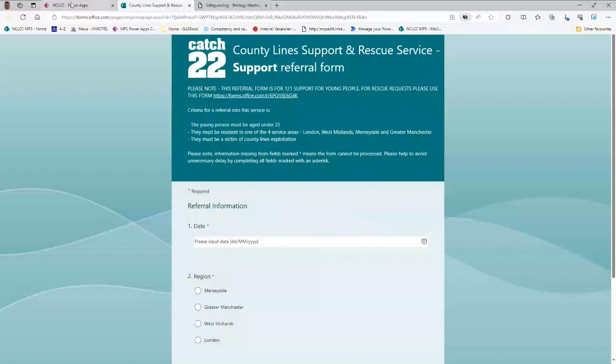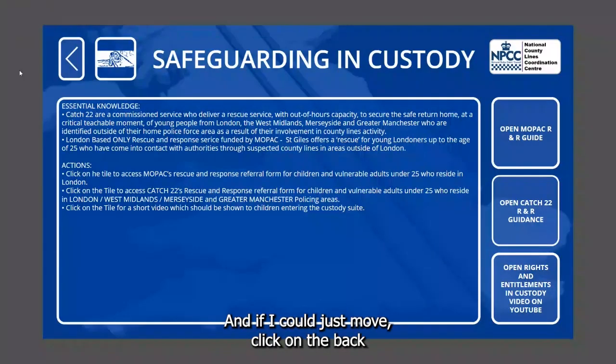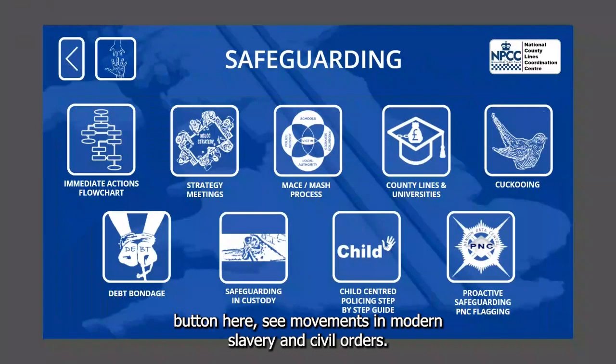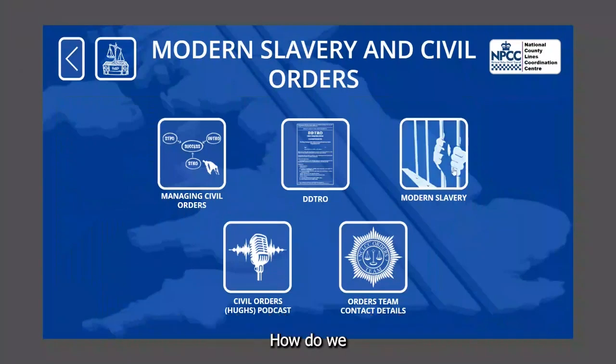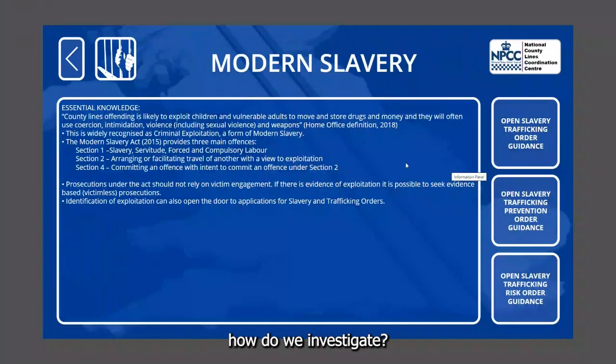this app. And if I could just click on the back button here as we move into modern slavery and civil orders, we're looking at those elements where, how do we look at modern slavery? How do we investigate? How do we bring partners in? How do we brief our CPS teams?